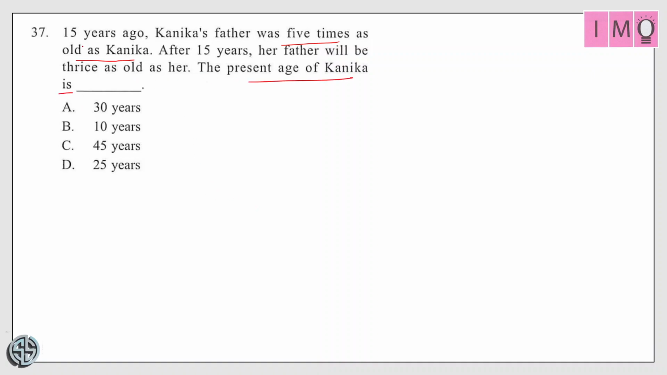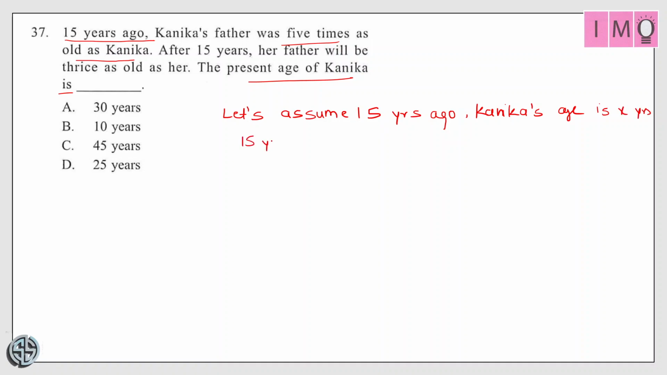Okay, so since our situation is given for 15 years ago, let's assume 15 years ago Kanika's age was x years. So definitely 15 years ago her father's age will be, because it is given that 15 years ago Kanika's father was 5 times her age, it will be 5x years.